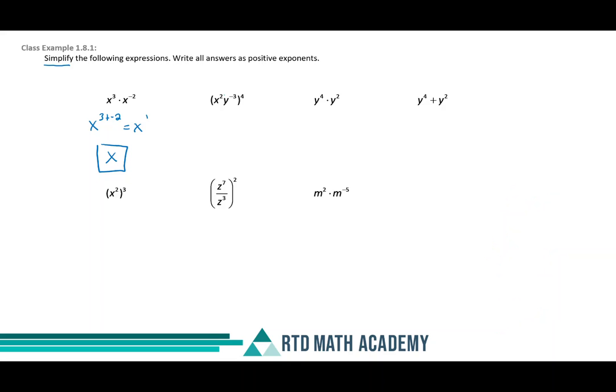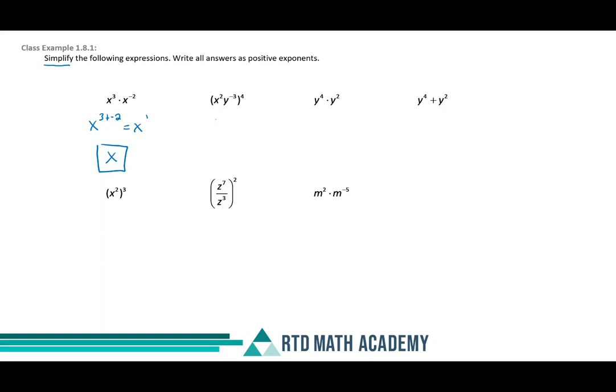Okay, x squared y to the power of negative 3, all raised to the power of 4. We have a few ways that we can do this. We can first apply the negative by moving that into the denominator and making a nice positive exponent, which is what the question's asking us, or we could apply the 4 to both those two terms on the inside.